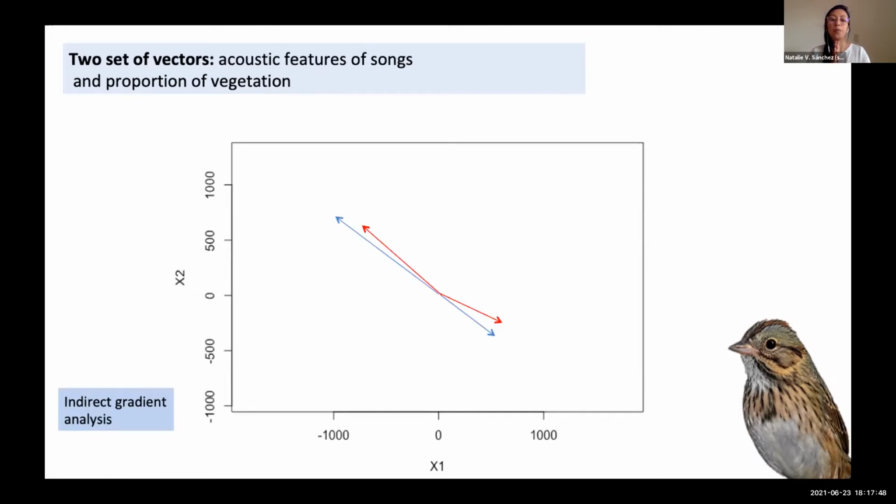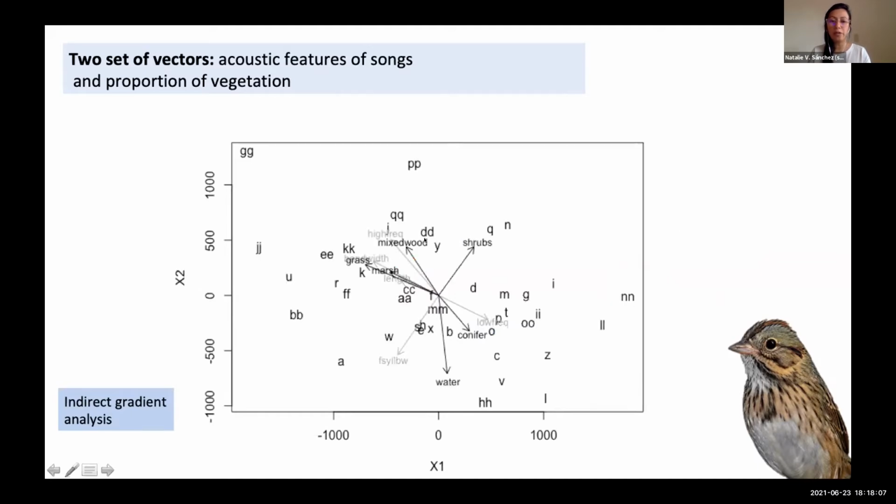And when two arrows are pointed in the same direction, that means that they are decreasing or increasing together. So here are the results for this part of the analysis. You can read here, mixed wood and grass, high frequency and bandwidth. So individuals in more open habitats tend to have higher frequency songs and wider bandwidths.